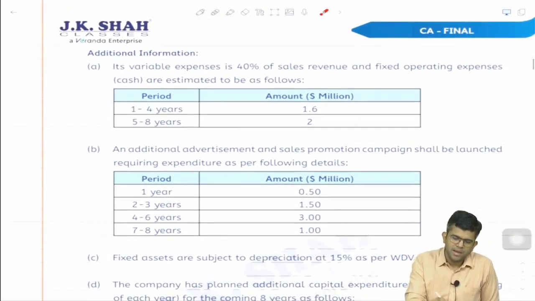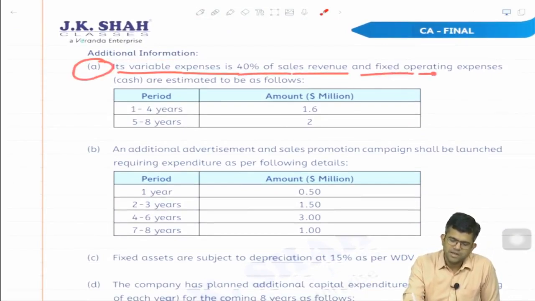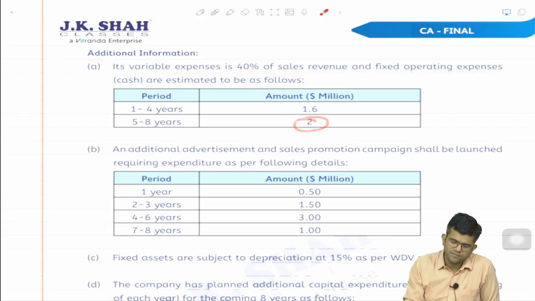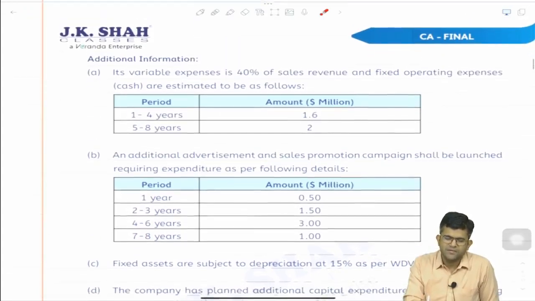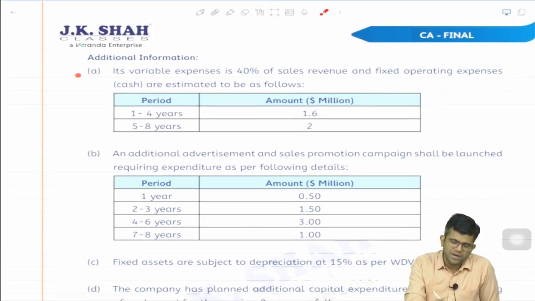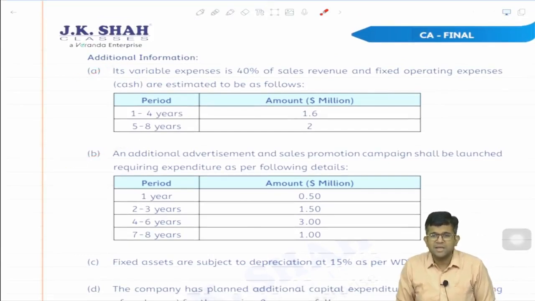Moving on. Additional information. Its variable expenses are 40% of sales and fixed expenses are estimated to be, for the first 4 years 1.6 million, for the next 4 years 2 million. Additional advertisement and sales promotion campaign shall be launched requiring expenditure as follows: year 1, 2 and 3, 4, 5, 6, 7 and 8. Now students, can I say from sales, if we subtract A and B, we will get EBIT? I hope you are understanding. From sales, we will subtract VC, we subtract FC, we will subtract additional advertisement cost. What we will get is EBIT.